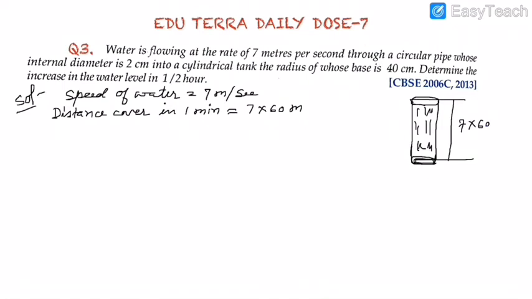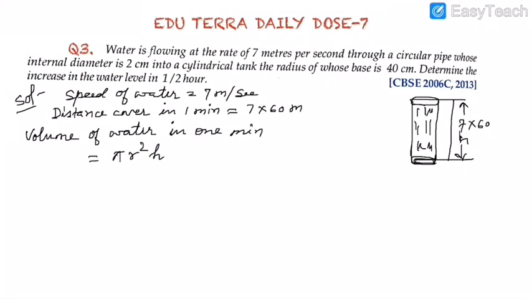See the diagram. So volume of the water in 1 minute. It means how much volume is coming out from the circular pipe. Then the same volume of the water will be in the cylindrical tank. So volume of water, it is a circular pipe, so we know volume means base area into height, because L into B into H, L into B means area, then multiply by height. So it is equal to pi r square is the base, so pi r square into H.